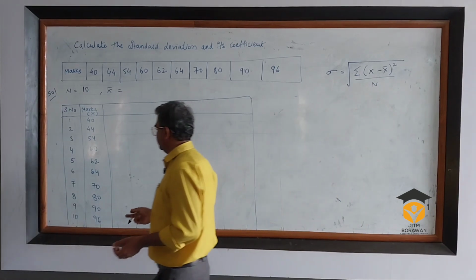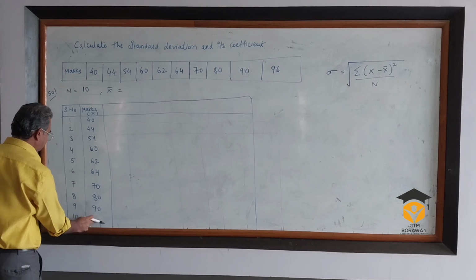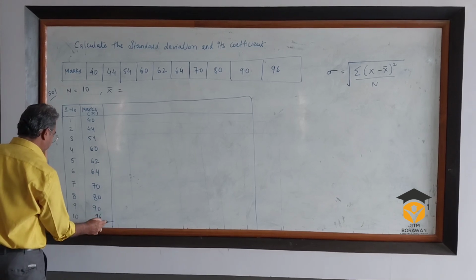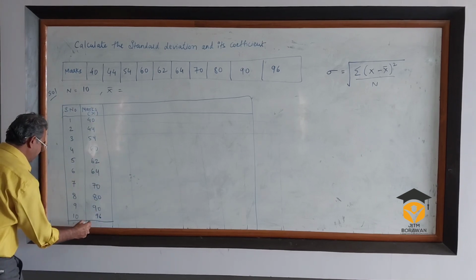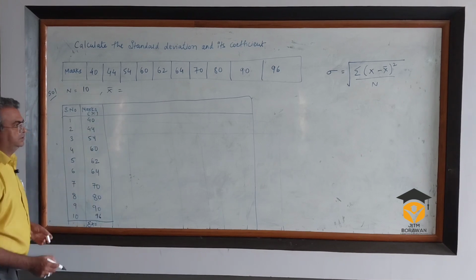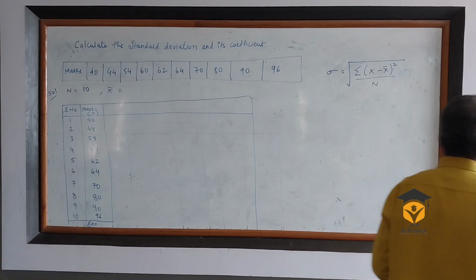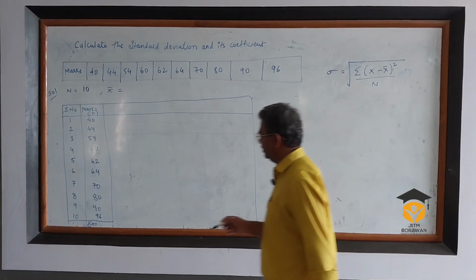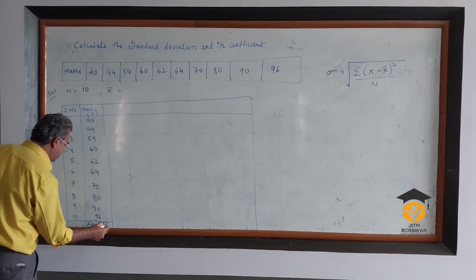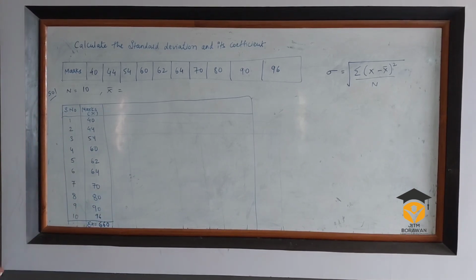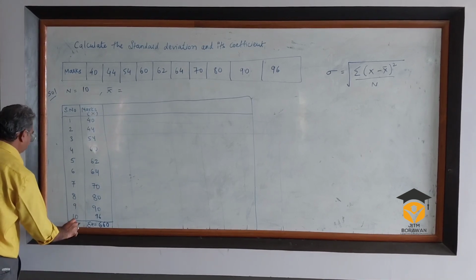So first I will find out the summation x. The 10th value is 96. I will add all these values of x, then I will have summation x, that is 660 marks. And what is n? Basically n is the number of observations, that is equal to 10.